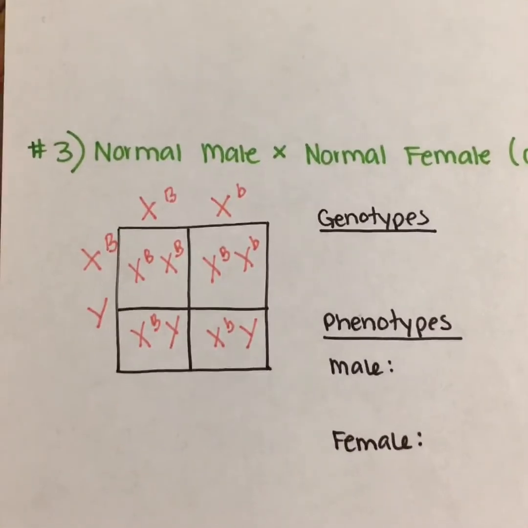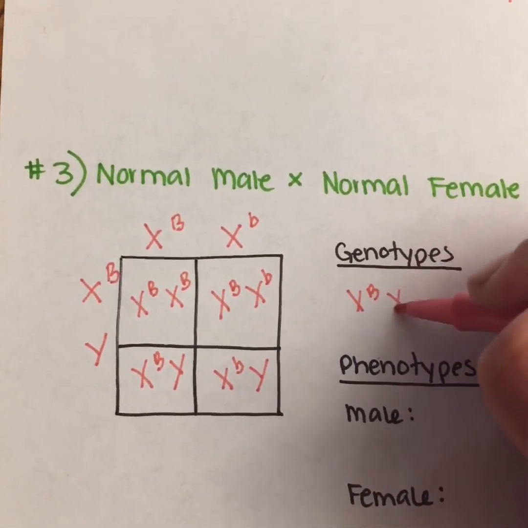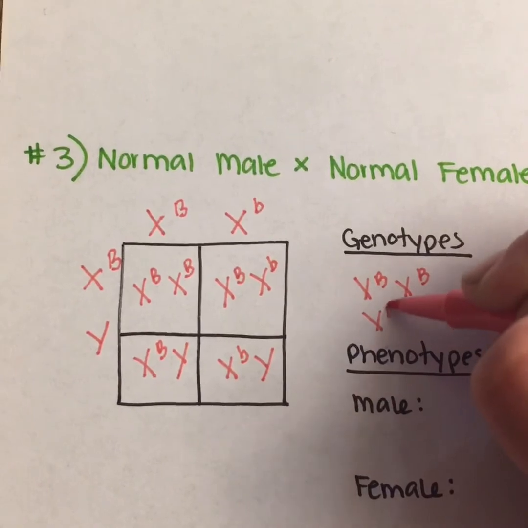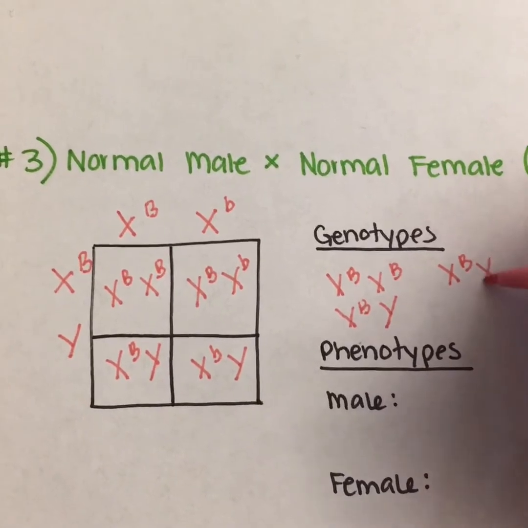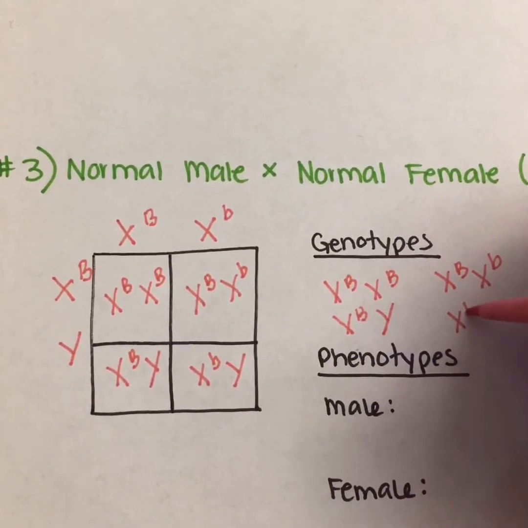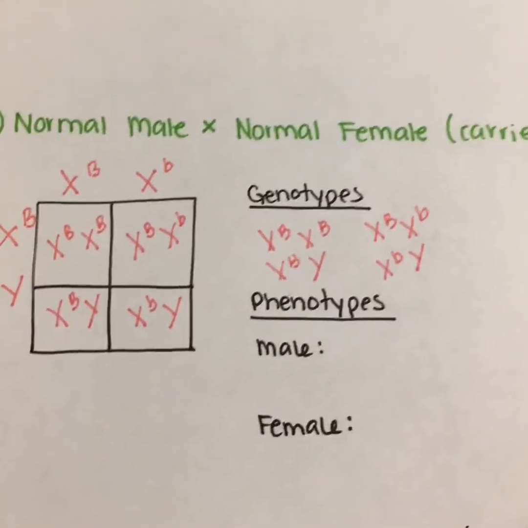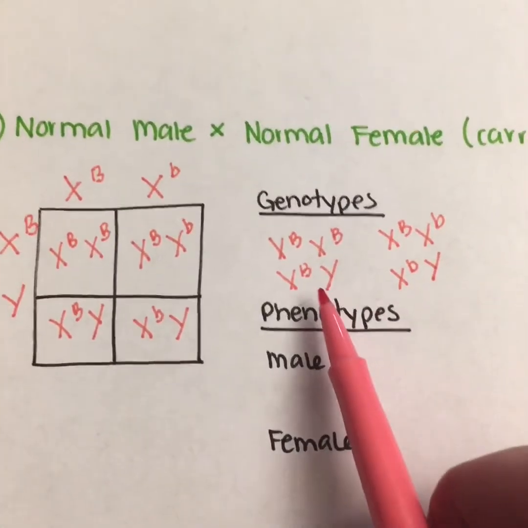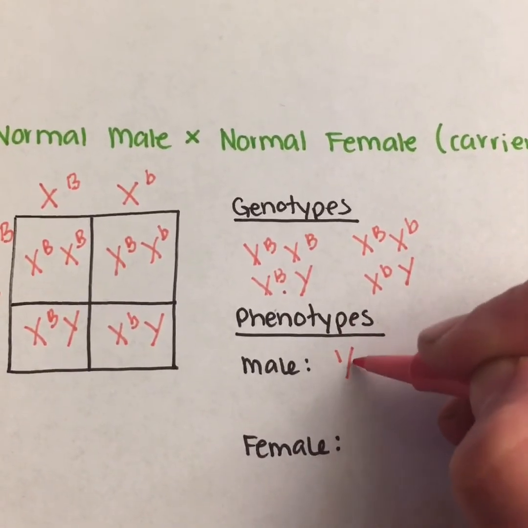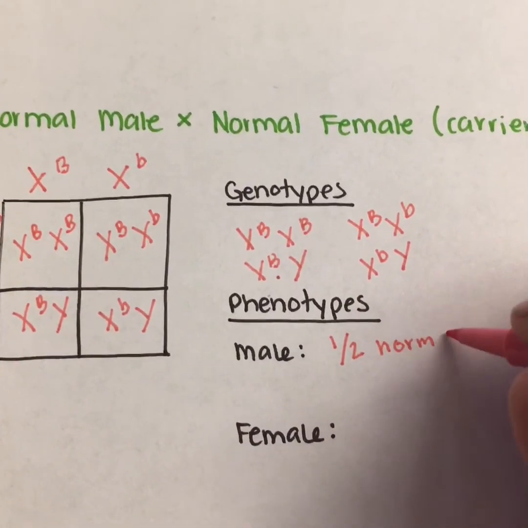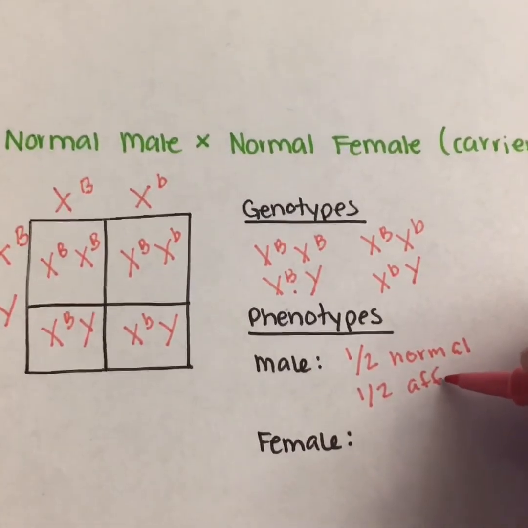All right, looking at our genotypes, for females, we have X big B, X big B, and X big B, X little b. For males, we have X big B and Y, and then X little b and Y. For phenotypes, remember we divide out into males and females. So I'm looking at my males. This one is normal, and this one is affected. So we can say 1 out of 2 will be normal, and 1 out of 2 would be affected, meaning again that they are going to be colorblind.